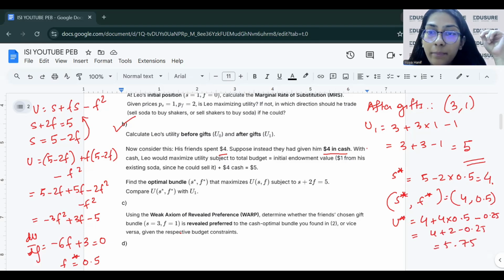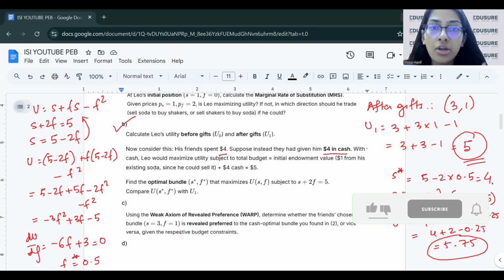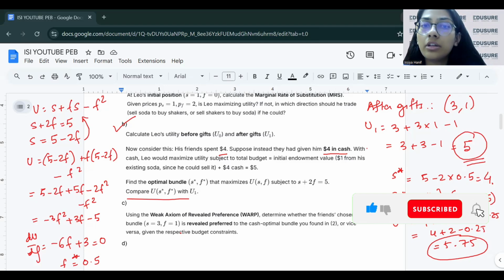So now we have to compare this value with this value, okay. So what is coming from here? Basically the first case is when they have given you the gifts worth $4, okay, and in the second they have given the cash, and with the cash the utility is higher, okay, so the cash is making Leo better off, okay. So that is your answer. This comparison, you have to write that cash is making Leo better off. Okay, that's your answer to part B.